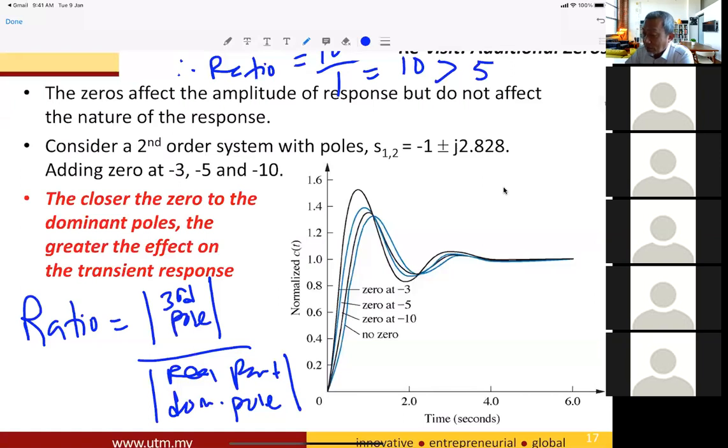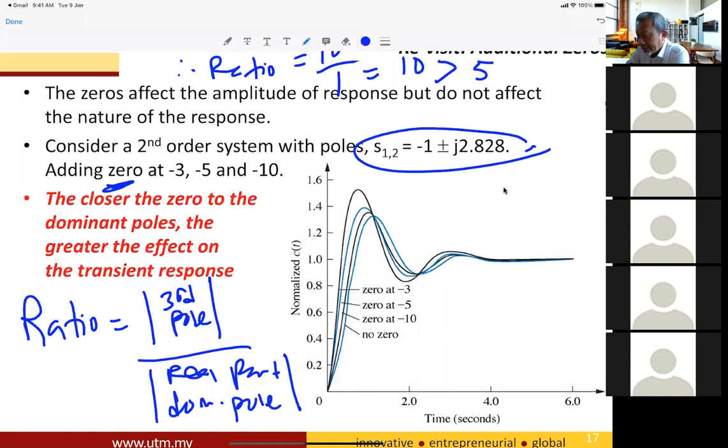This affects the amplitude response, but does not affect the EQ of the response. Consider a second order system with poles at -1 ± j2.828. By adding zeros at -3, -5, and -10, the closer the zero to the dominant pole, the greater the effect on the transient response.